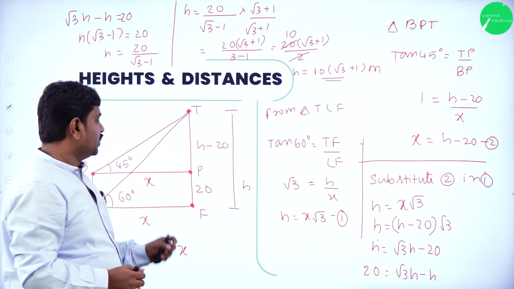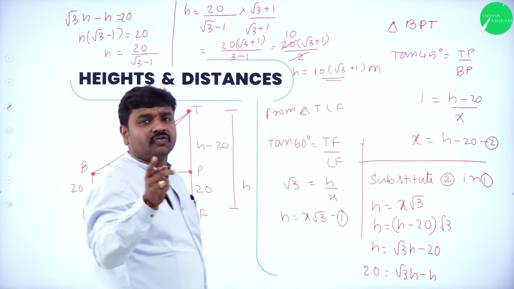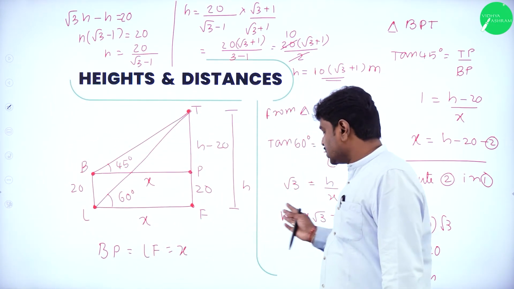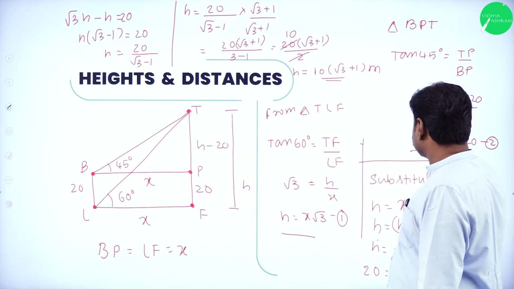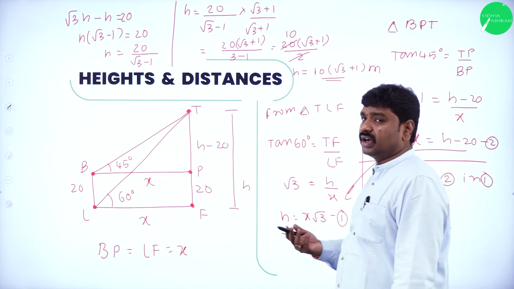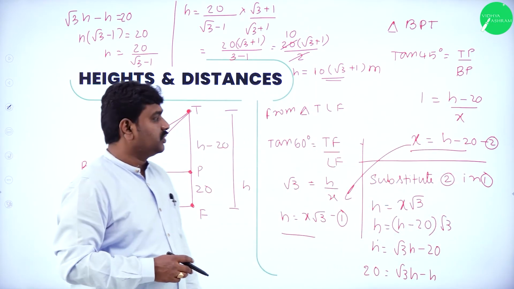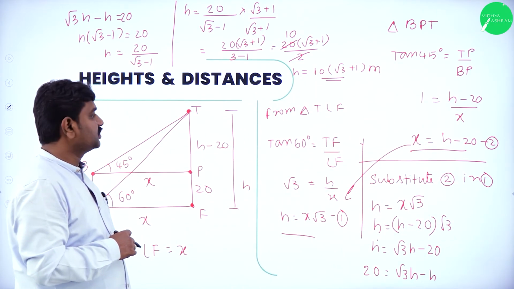Hope all of you got this. Here two different triangles are there. From the two triangles you create two equations and solve them. Here h is x root 3. Here we got x, so that x you substitute in this, and you will get the answer. One of the good and important questions.